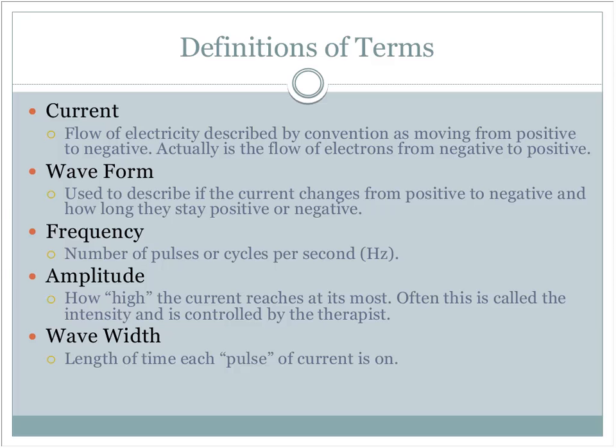Technically speaking, amplitude is the maximum height or depth, you know, the top or the bottom, the maximum of that wave, but often with the machines, you'll see the amplitude being the intensity that you control as you turn the unit up to achieve the desired effect. Wave width is how long each pulse of current is on.